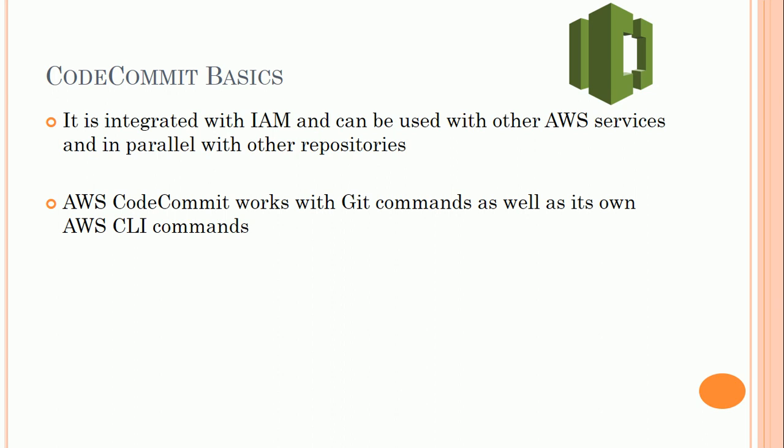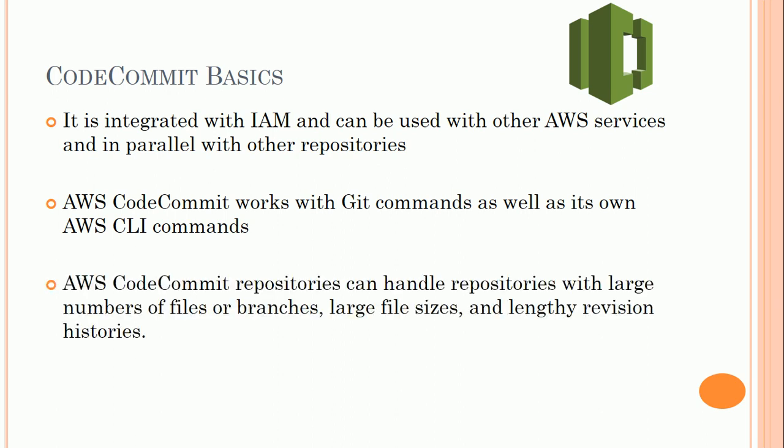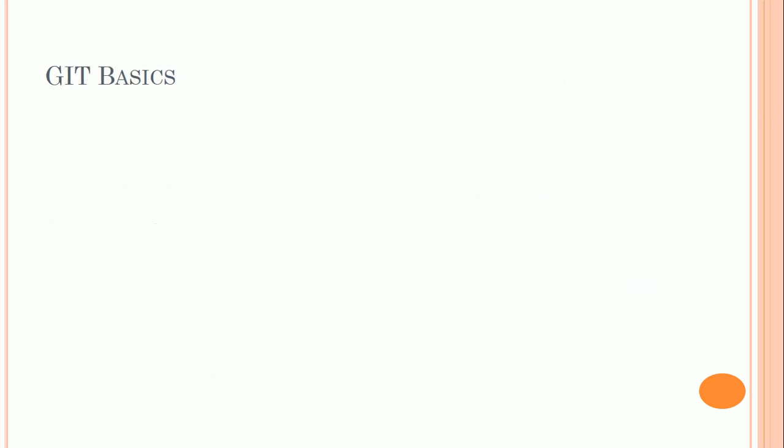And we can also access AWS Code Commit through the AWS CLI, which is Amazon's own command line interface which we use to interact with AWS Code Commit. AWS Code Commit repositories can handle repositories with a large number of files or branches, large file sizes and lengthy revision histories. So it can scale up to meet our development needs. Now let's see our next topic, that is Git basics.